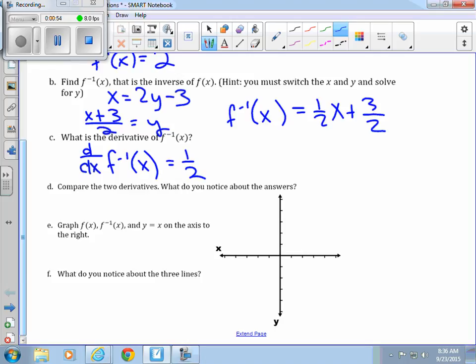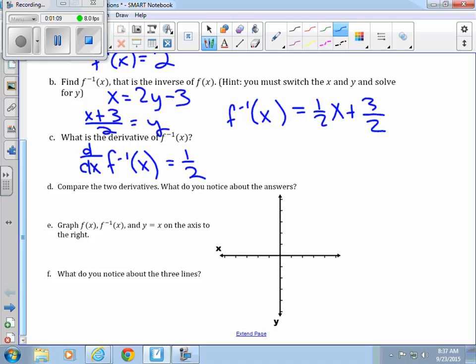How are those two derivatives related? The reciprocals, right? Everyone agree? So they are the inverse. You could have actually just taken the beginning one and just flipped it to find a derivative of the inverse.